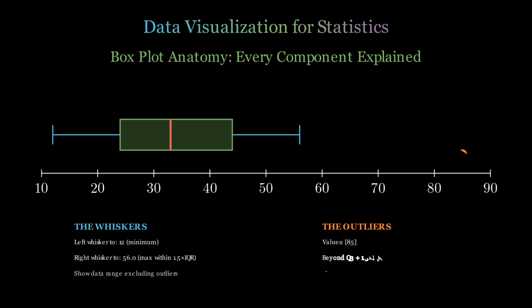Outliers aren't automatically errors, they might be legitimate extreme values, data entry mistakes, or members of a different population. The box plot identifies them visually so you can investigate their cause and decide whether to include them in your analysis. This visual outlier identification is one of the box plot's most valuable features.